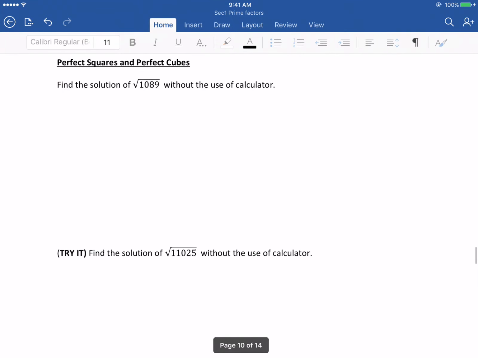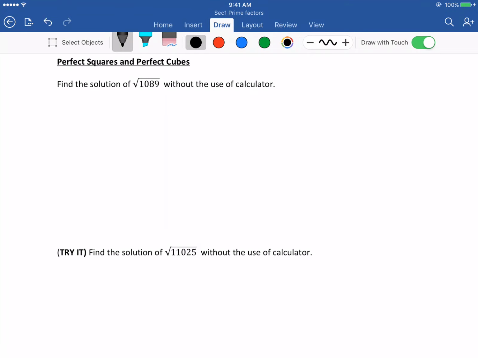Okay, let's go to the next one. Next one, we'll learn about the numbers. What are perfect squares and perfect cubes? So what are perfect squares? A perfect square means a number which can be square rooted.